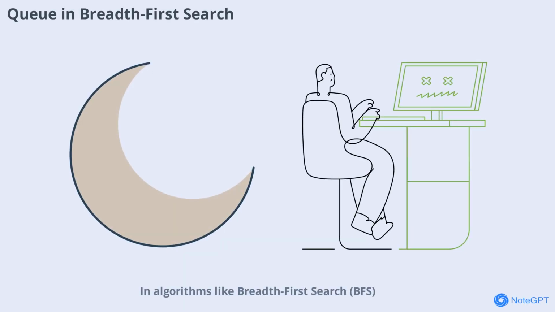In algorithms like breadth-first search (BFS), queues are used to explore nodes level by level. By enqueuing each node's neighbors, BFS ensures that all nodes at the current depth are processed before moving deeper. This systematic approach is only possible because of the queue's FIFO nature.